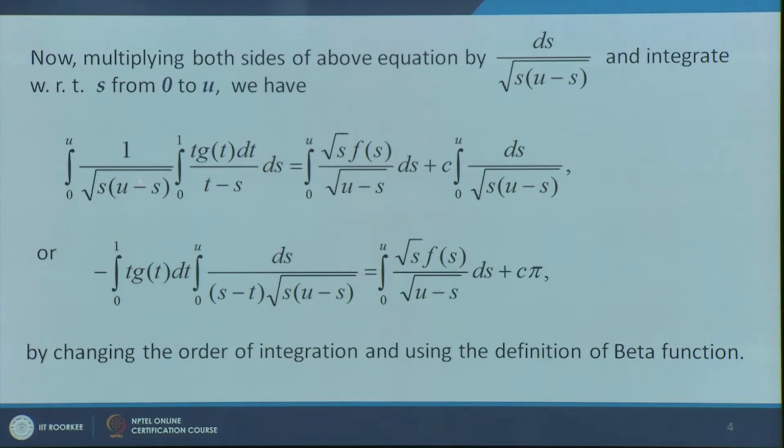Now s and t are varying independently here, so we can change the order of integration and write this as minus integral 0 to 1 t g(t) dt, then integral 0 to u of ds over, with t minus s written as s minus t and a negative sign put here, s minus t times square root of s(u minus s). And this is the same as the integral 0 to u of root s f(s) ds upon square root of u minus s. The value of this integral is equal to pi. Let us see how it is pi.